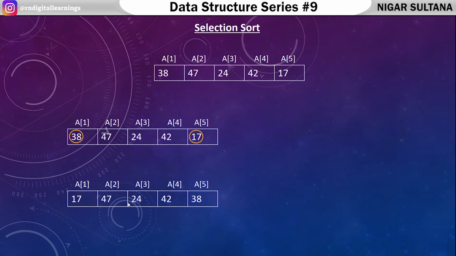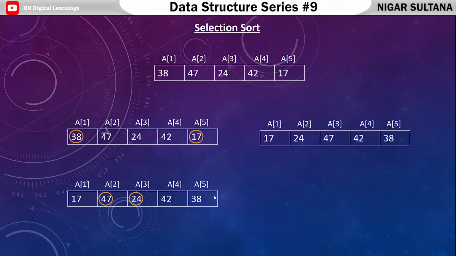Now we need to shift this 24 to the second position. Because this 24 is the second smallest element of the array, 47 and 24 will be swapped. 24 will be kept in the second position and 47 will be at the third position.